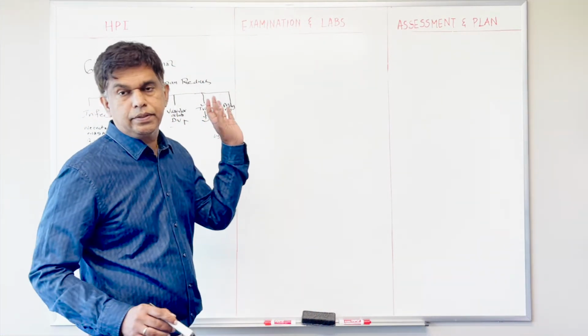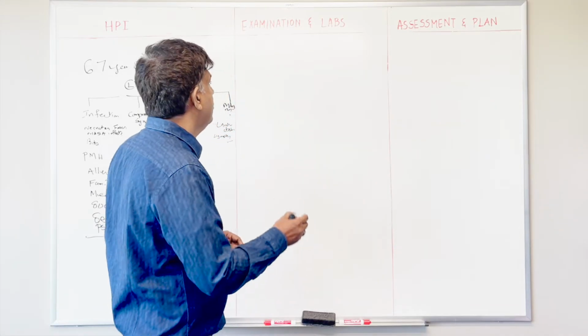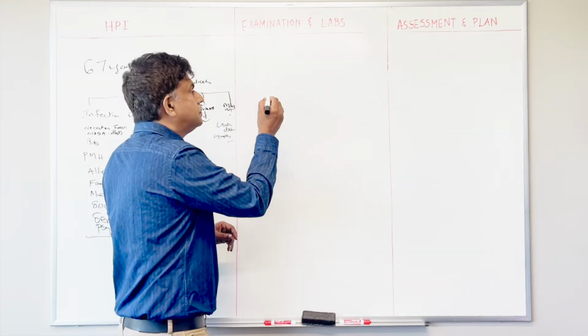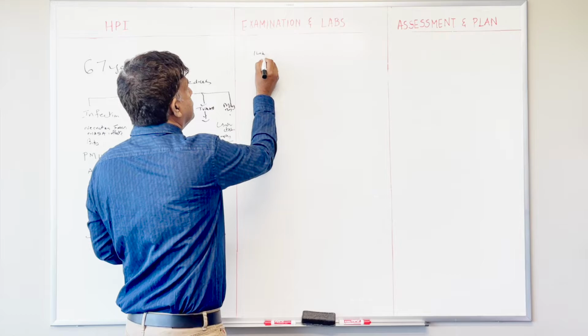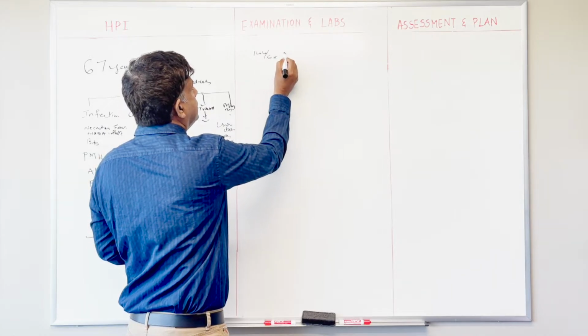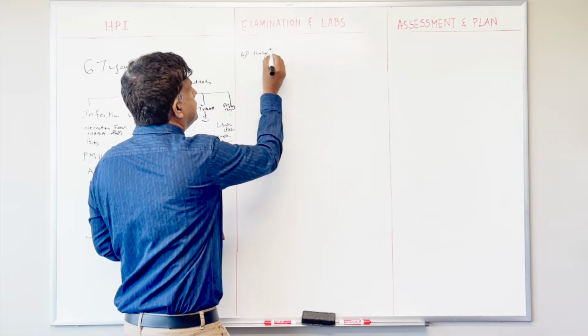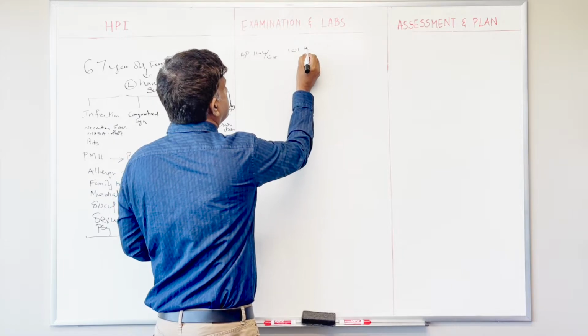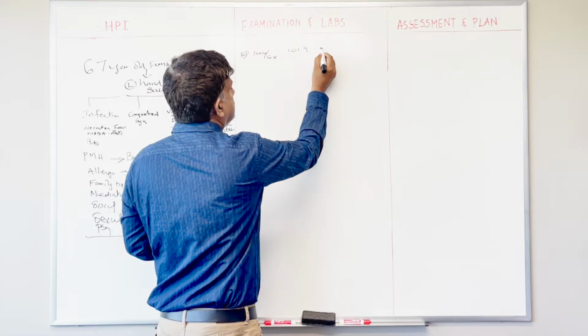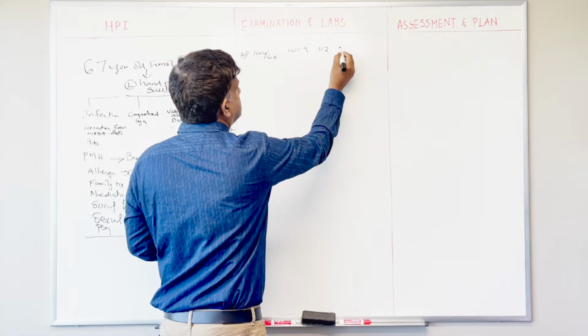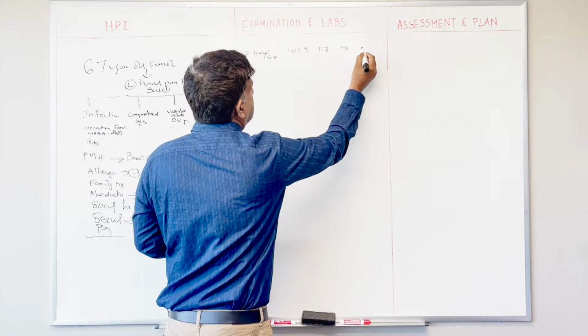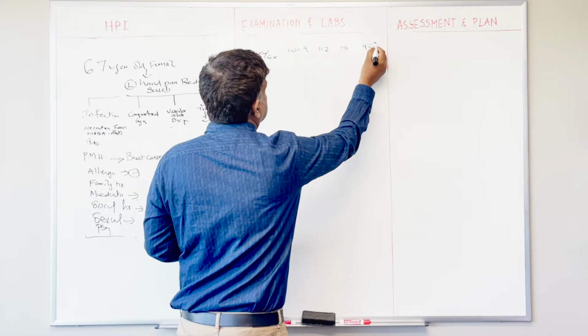Tell me the vital signs. Yes, sir. Blood pressure was 144/65. Temperature was 101.9. Pulse is 112. Respiratory rate was 18. SpO2 was 95%.